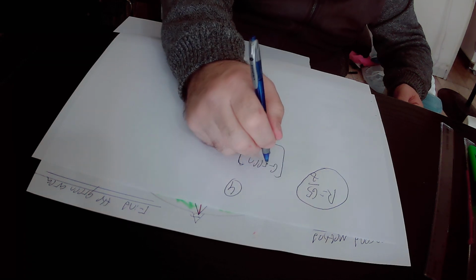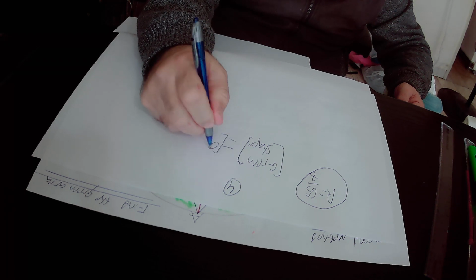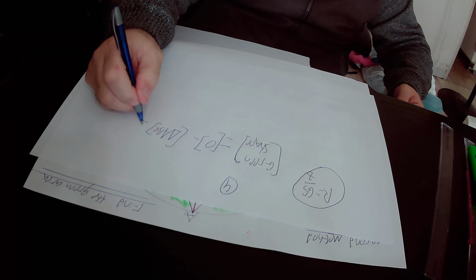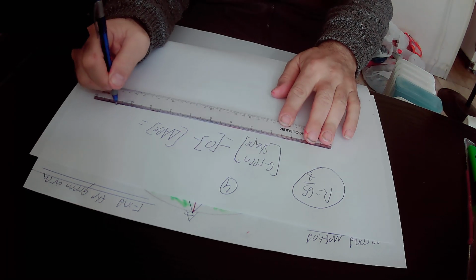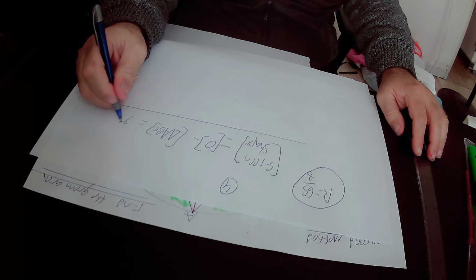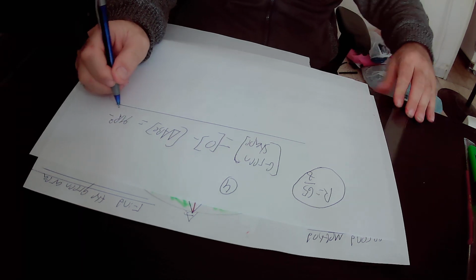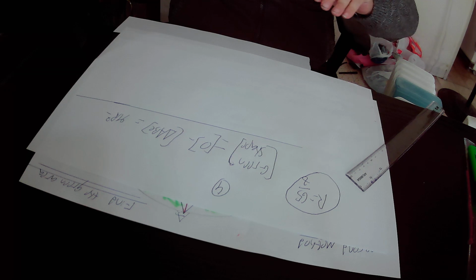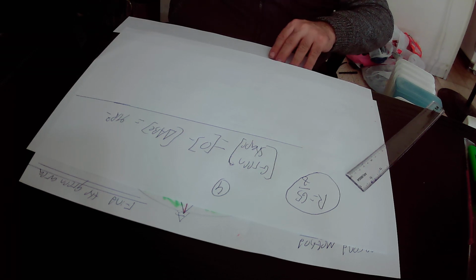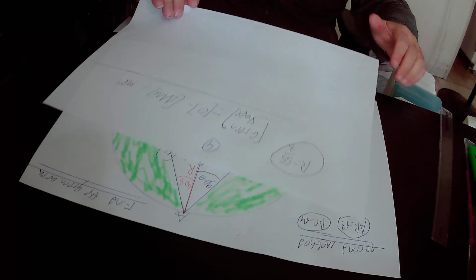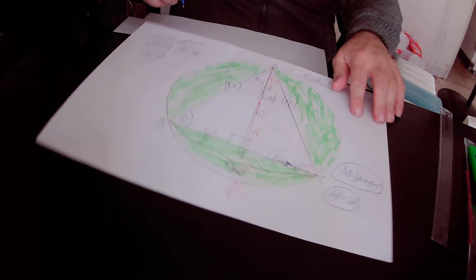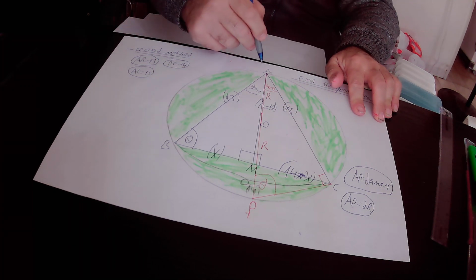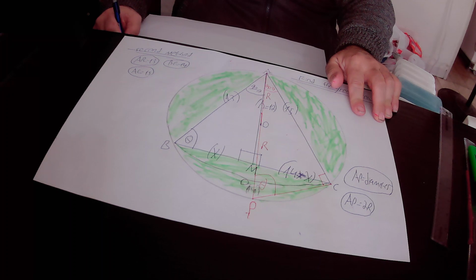The area of the circle minus the area of triangle ABC. The area of the circle is pi r squared minus the area of triangle ABC. We have already found out the area of triangle ABC. The area of triangle ABC equals the base of the triangle, that is BC, times the height to the base, that is H, over 2.